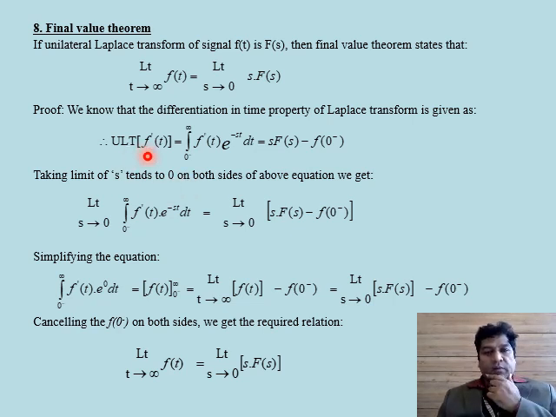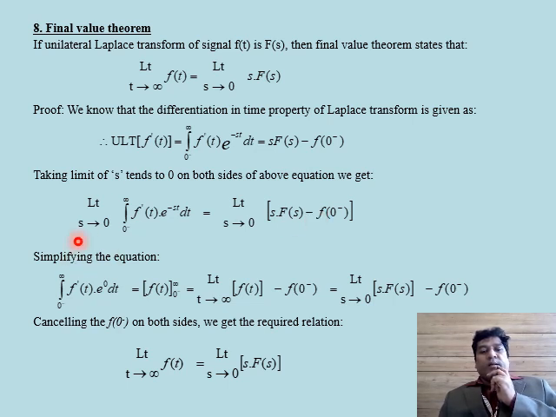So now again we are going to take the differentiation property, which is ULT of the derivative f dash of t is equal to that integral, which will be s into f of s minus f0 minus. Now we are going to take the limit s tends to 0 on both sides of the equation. Then we are applying the limit s tends to 0 to this particular integral, and we will also apply the limit s tends to 0 to s into f of s minus that constant.